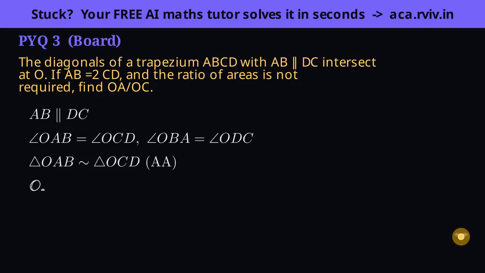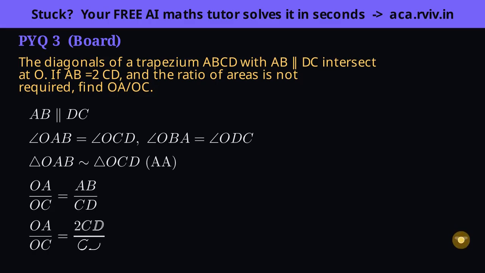Similar triangles have proportional sides, so OA over OC equals AB over CD. The diagonal ratio is tied to the parallel side ratio. Finally, use the given AB equals twice CD, substituting OA over OC equals 2 CD over CD, and the CDs cancel to leave 2. So the ratio is 2 to 1.